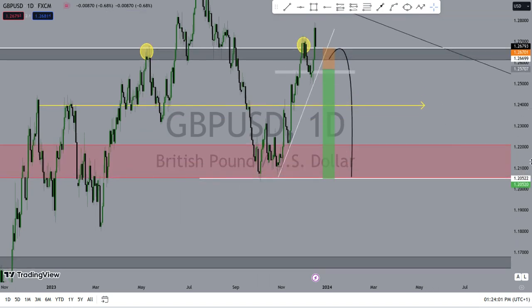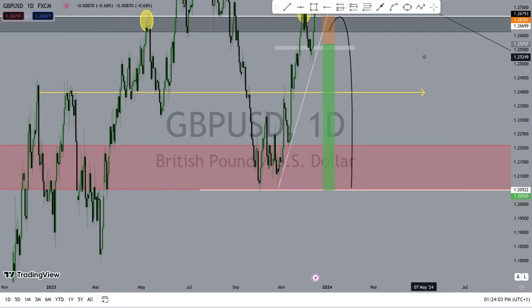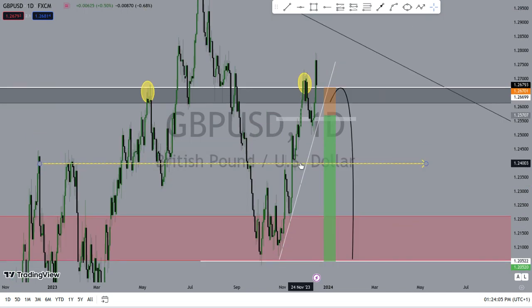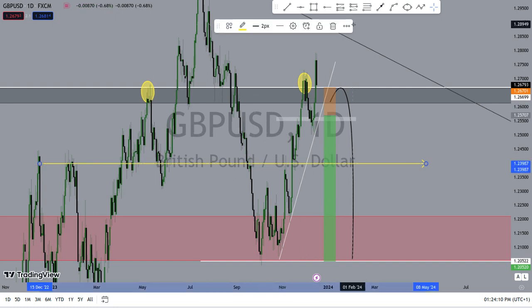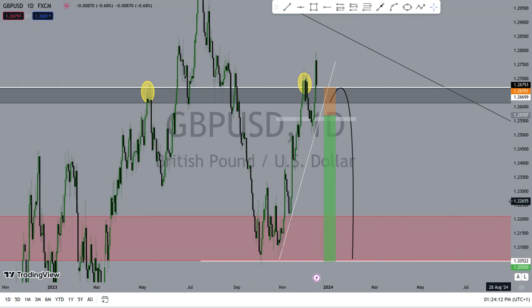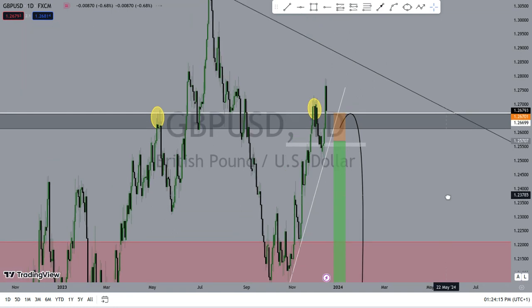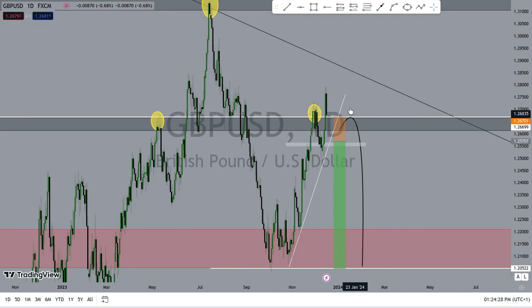Okay, GBP USD has been an incredible pair. The GBP USD has just been so fluctuating around. I don't really know what's happening to GBP USD, but I see price is just consolidating around this region. We don't really know the next move.